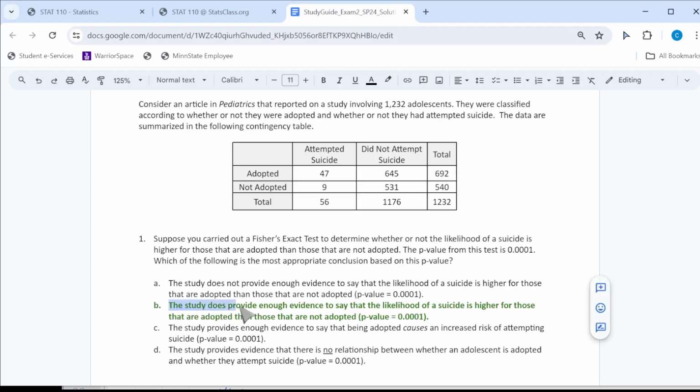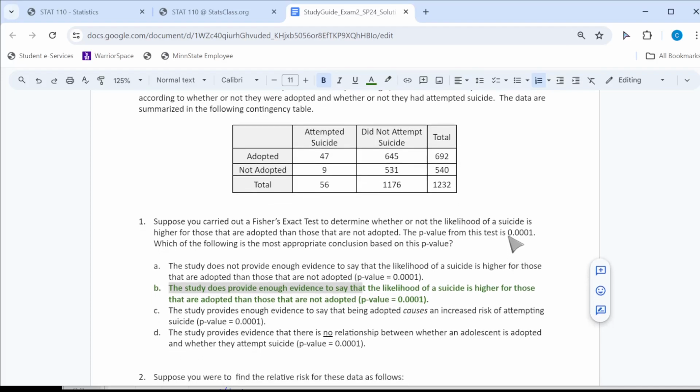So the correct response here is one that starts out with that we do have enough evidence, and then we just follow along with the research question here. And then make sure and include the p-value at the end. So if you have to write one of these out, make sure that you're including that p-value at the end there. So because the p-value here is less than 0.05, then we do have enough evidence.